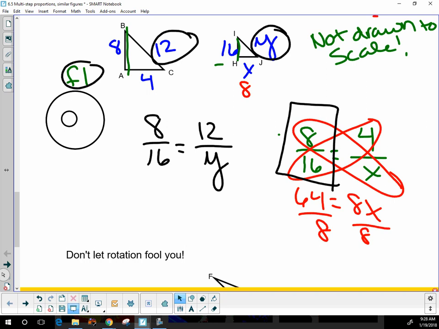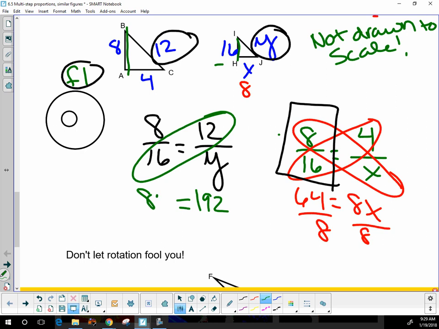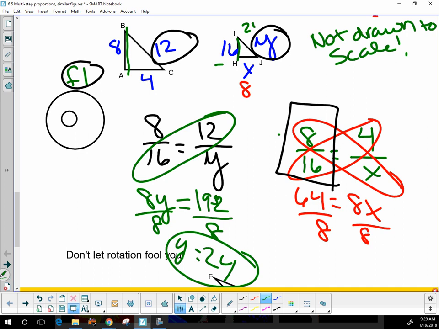Okay, so hopefully you did your cross products and you got 16 times 12 is 192, and that equals 8y. Divide both sides by 8. 8 goes into 19 twice, and 8 goes into 32 four times. Y is 24. And that makes sense.